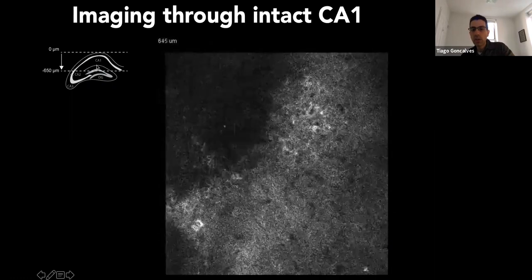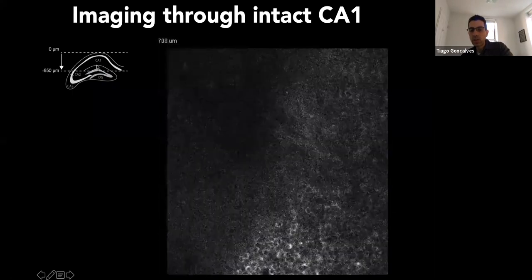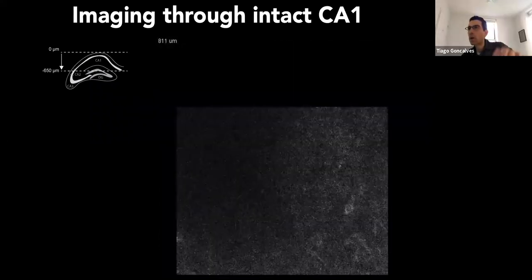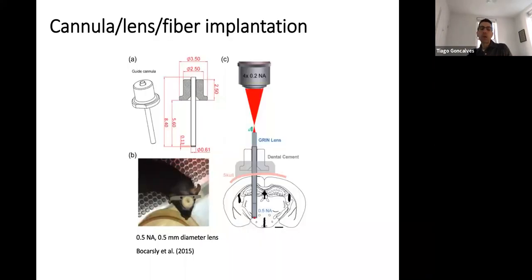And now we're going to see deeper. You're going to see the dentate granule cells, and in the end, the mossy cells firing away. And we're about 700 microns. So you can image really deep. You can image big parts of the brain with this approach. The GRIN lenses, there are different approaches to implanting GRIN lenses. If you have these tiny GRIN lenses, you can either implant them alone, meaning just the GRIN lens itself, or you have these systems that have sleeves or something that avoids it.